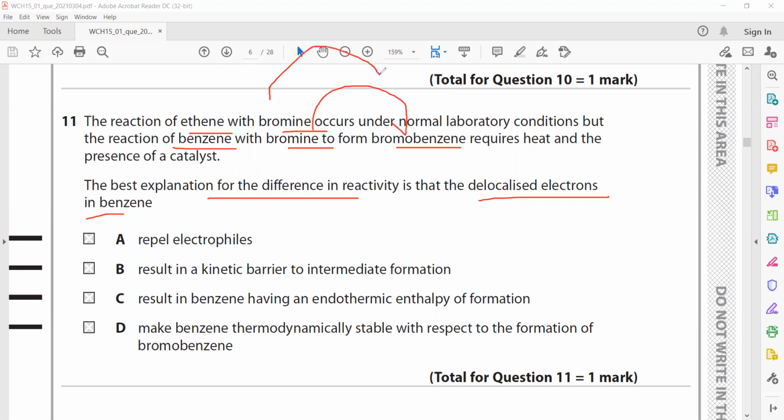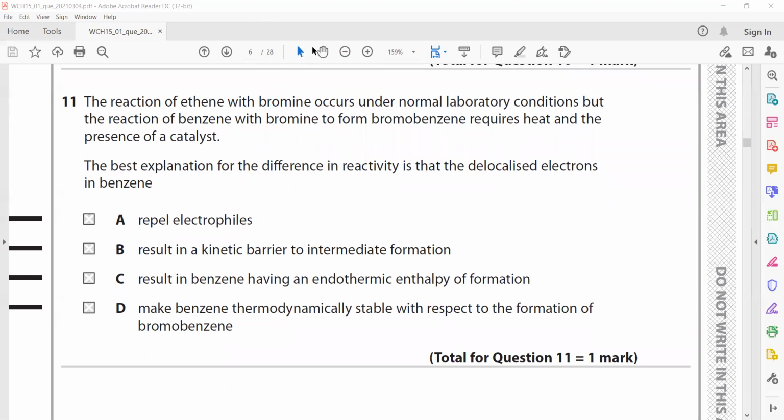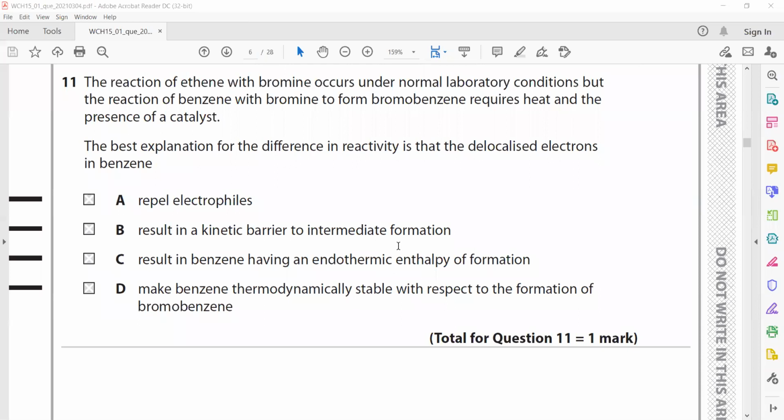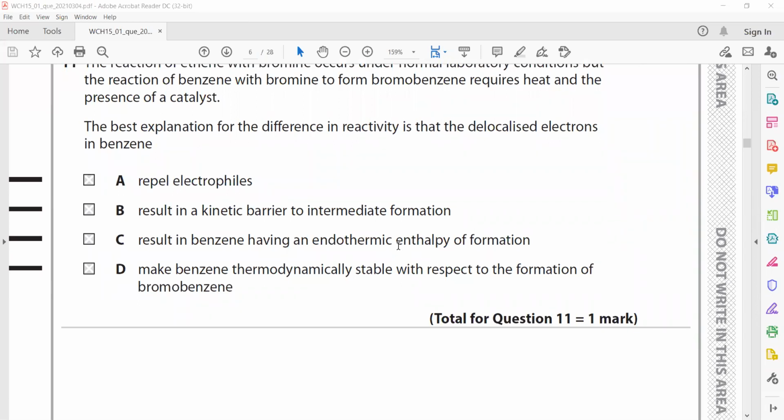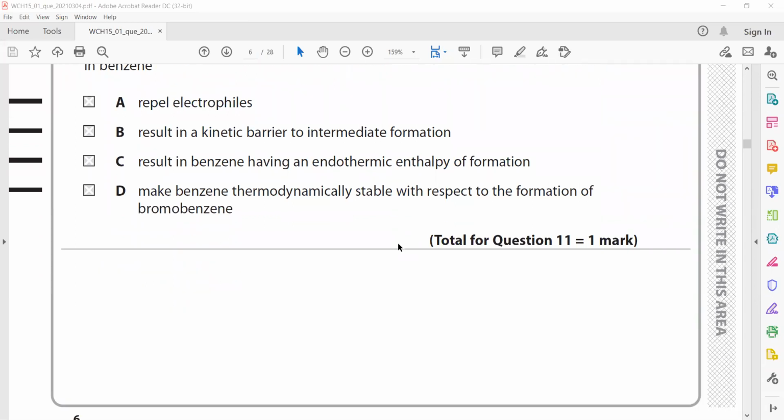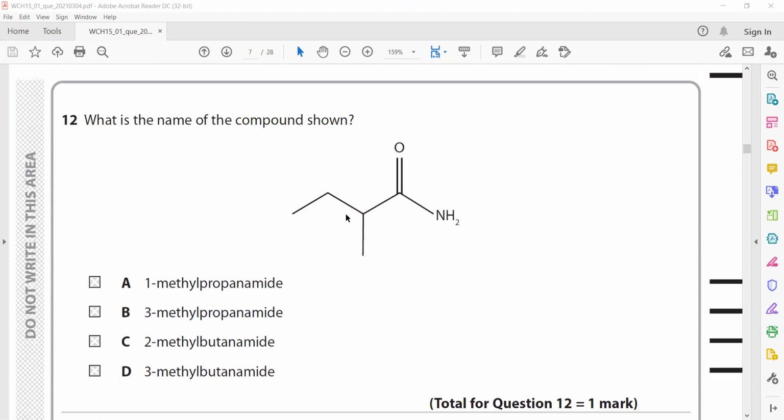But why is the product not forming? Because the conditions are not feasible. So we can say it is a kinetic barrier to intermediate formation, a result of kinetic stability. Both reactions are thermodynamically possible, but kinetically the reaction of benzene with bromine does not occur because it is kinetically stable. What is the name of the compound shown?